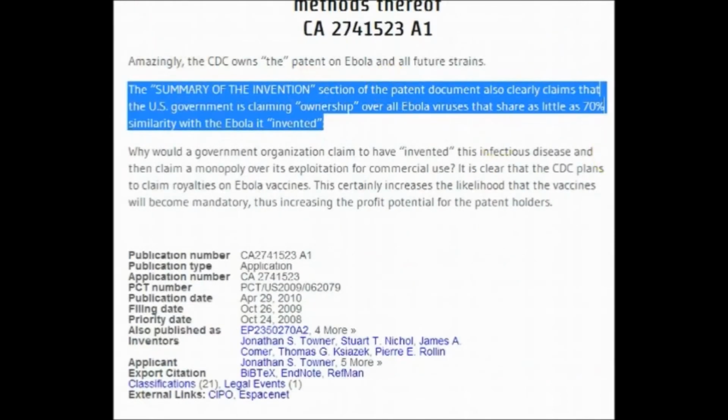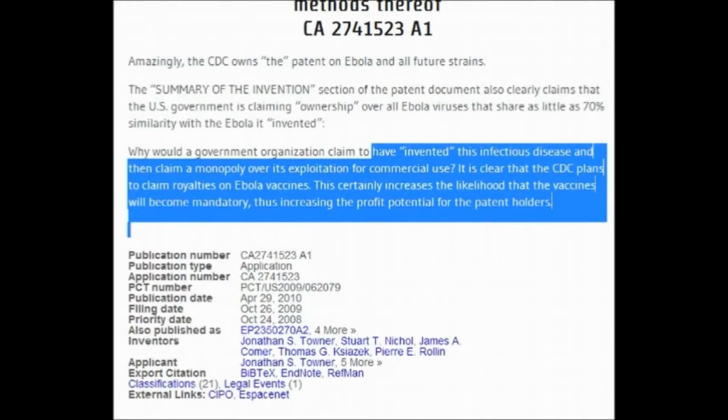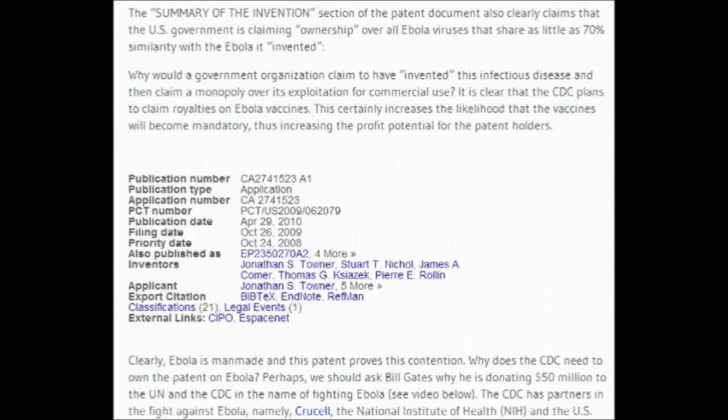A summary of the invention section of the patent document, you can go back, I'll leave a link to it, also clearly claims that the government is claiming ownership over all Ebola viruses that share as little as 70% similarity with the Ebola it invented. Why would a government organization claim to have invented this disease and then claim a monopoly over its exploitation for commercial use? Good question. In other words, it is clear that the CDC plans to claim royalties on an Ebola vaccine. Do you get it?